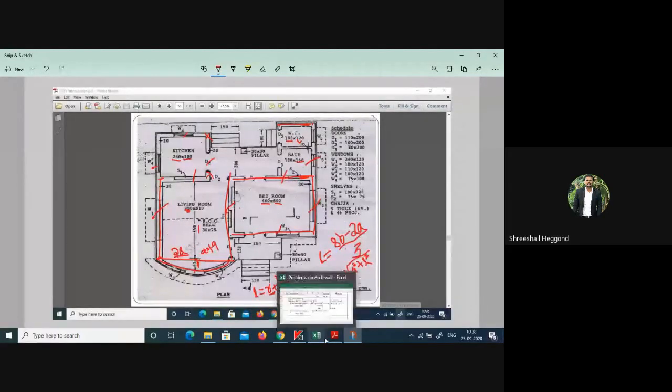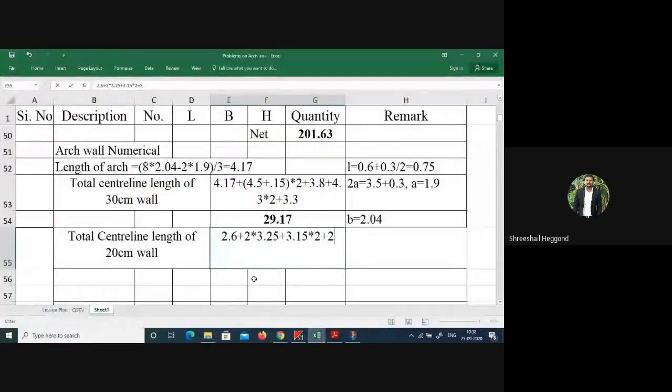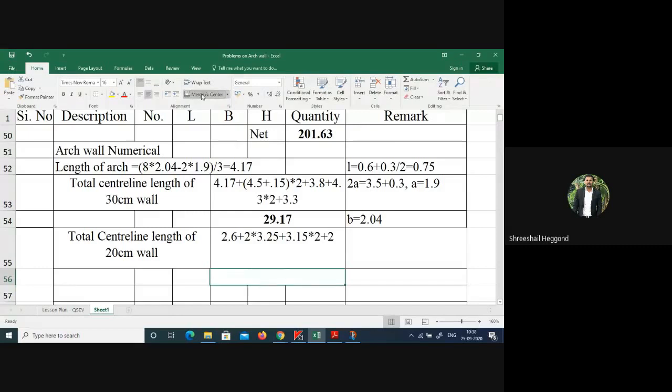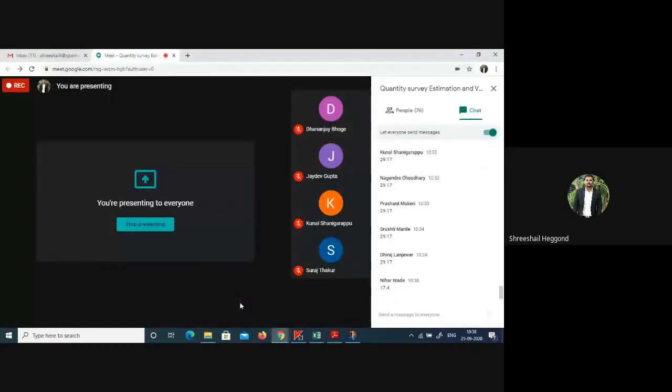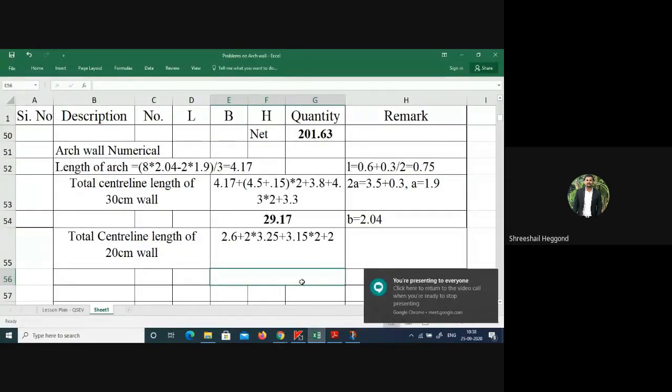Now find out what will be the length for 20 centimeters. That will be 2.6 plus 2 into 3.25 plus 3.15 into 2 plus 2. How much will be the total? 17.4. That will be 17.4.